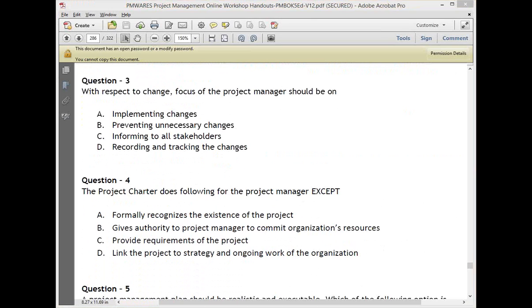C. Okay. The project charter. This I have already given a C. Yeah, you already gave it. So the project charter does the following for the project manager. So I think it does connect the project to the strategy of the organization, isn't it? Link the project to strategy and ongoing work of the organization.